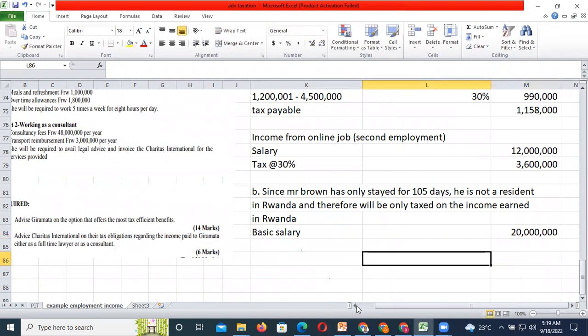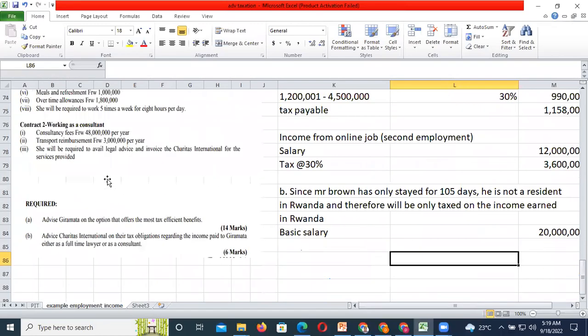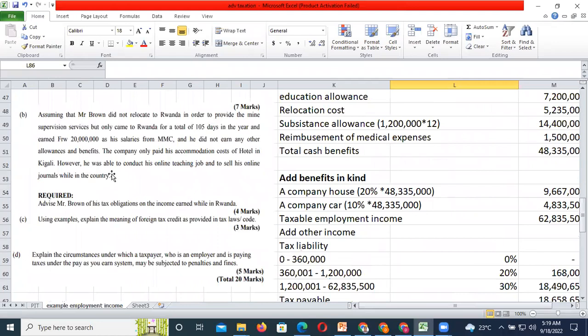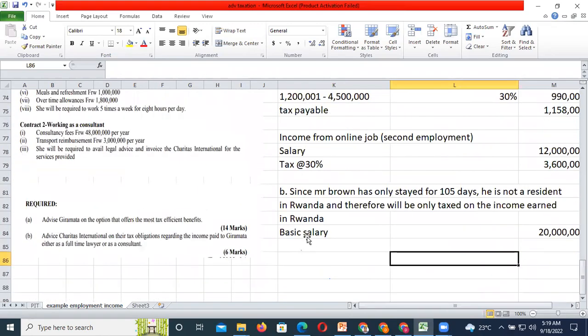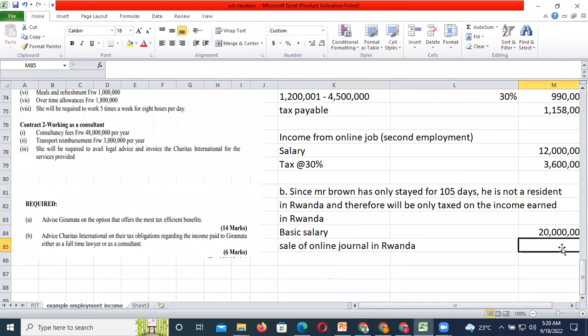Now, if you look at this one, the information confuses a bit here. They said the company only paid his accommodation cost of hotel. Now we are not told about the accommodation cost of hotel, so we are not going to consider that. And the only other income, we also have sale of online journal in Rwanda, which is 4.5.